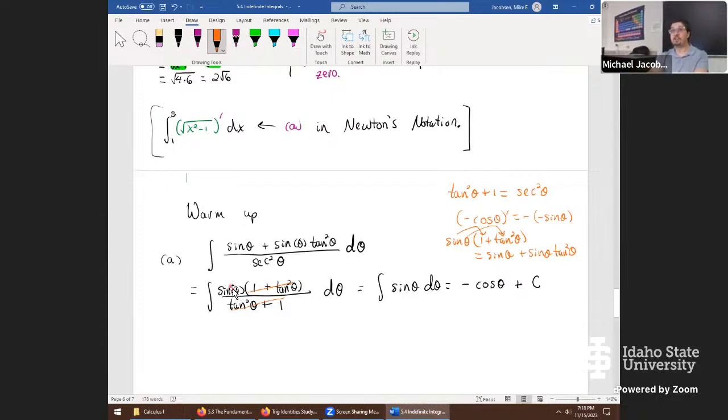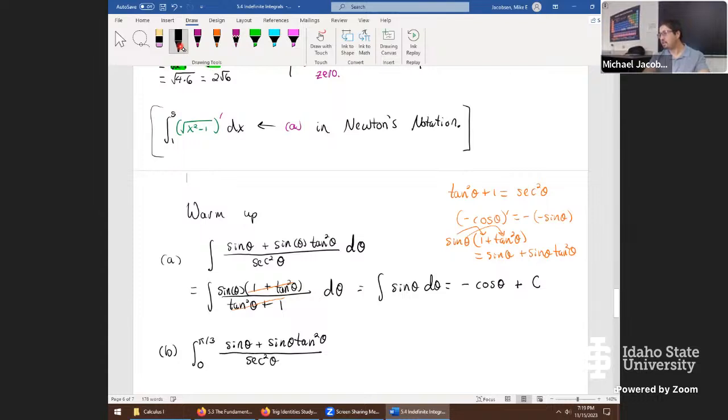Awesome. Other questions so far? Okay, well, now that we have that, our problem is done. And here's the follow-up question. The next problem says, do the definite integral with lower limit 0 and upper limit pi over 3 of the integrand sine theta plus sine theta tangent squared theta divided by secant squared theta d theta.